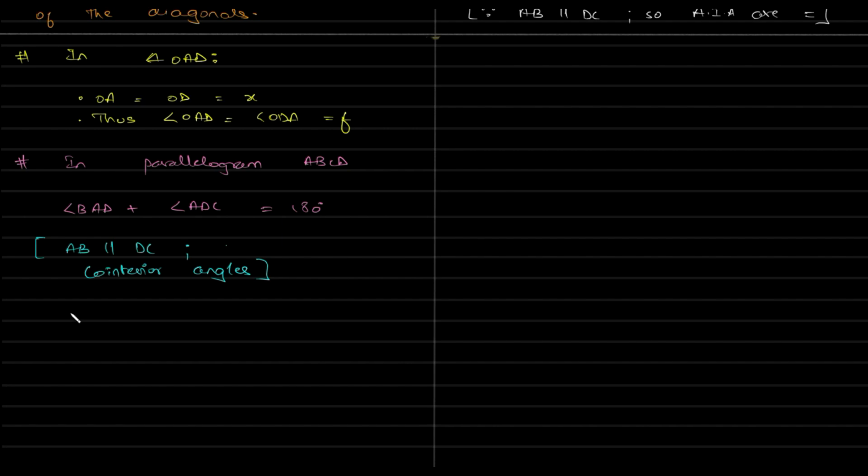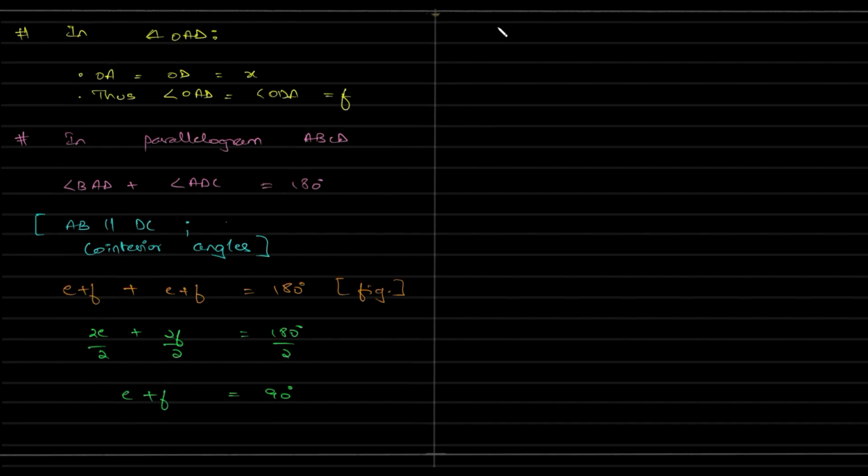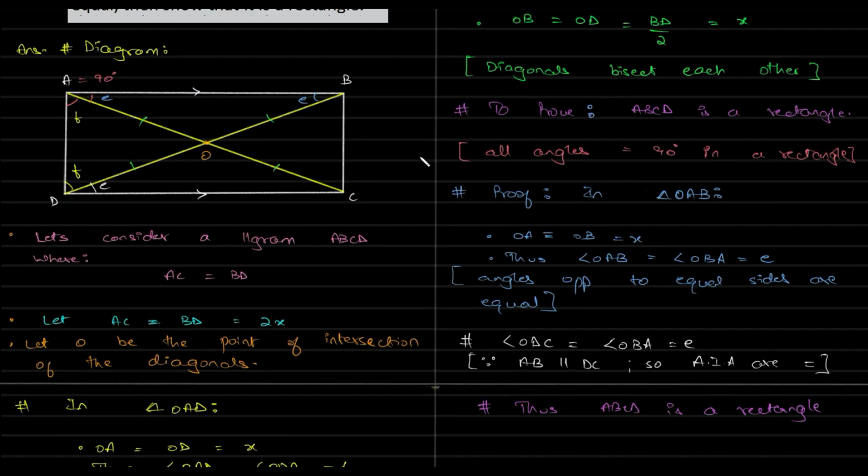So from the diagram we have E plus F plus E plus F is equal to 180 degrees. This is from the figure, right? We are substituting all of these values. So 2E plus 2F is equal to 180. Divide by 2 throughout. So E plus F is equal to 90. Since one of the angles is equal to 90 degrees, right? That's what we wanted. Thus ABCD is a rectangle. Okay, that's it. We are done.